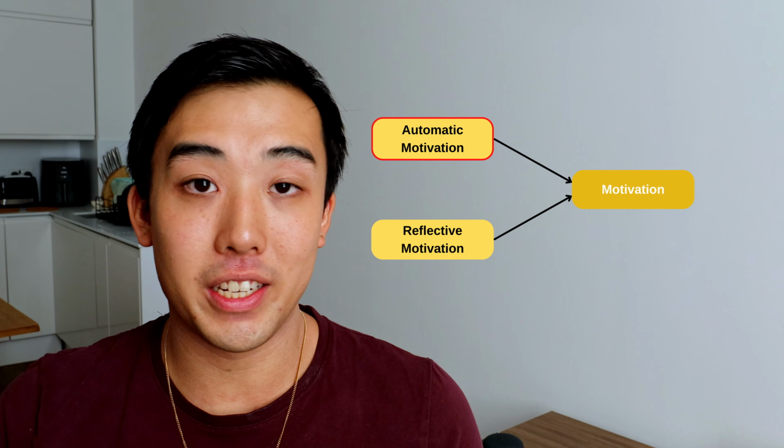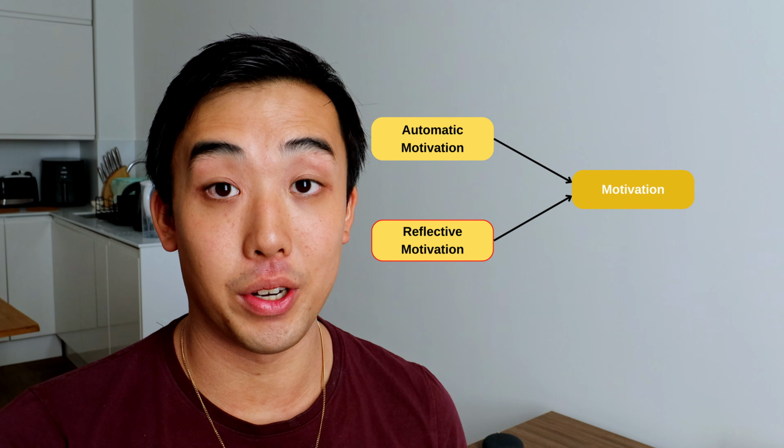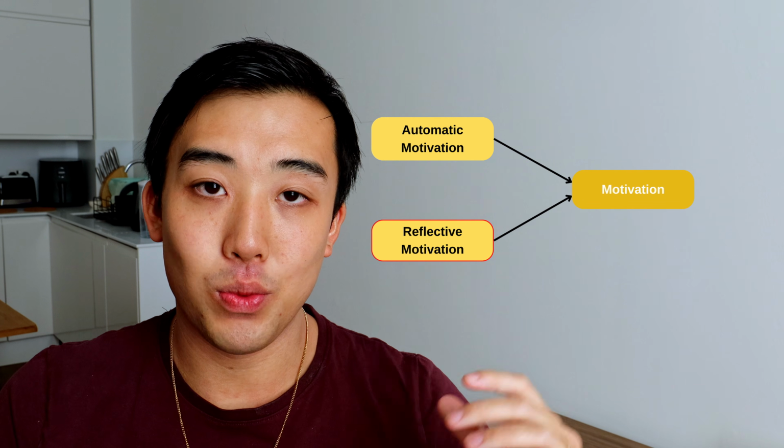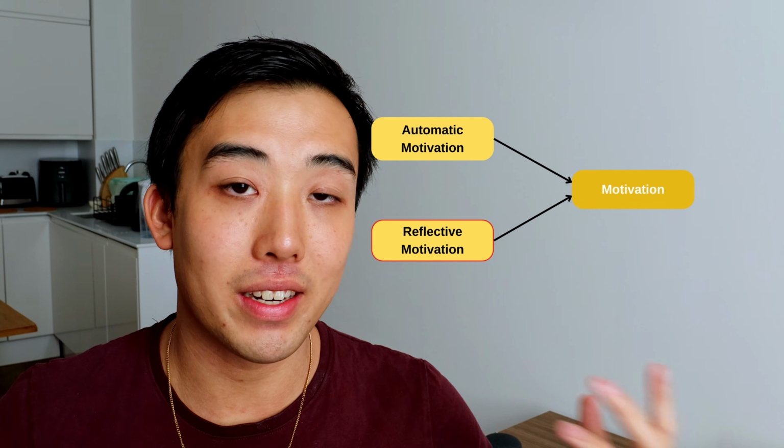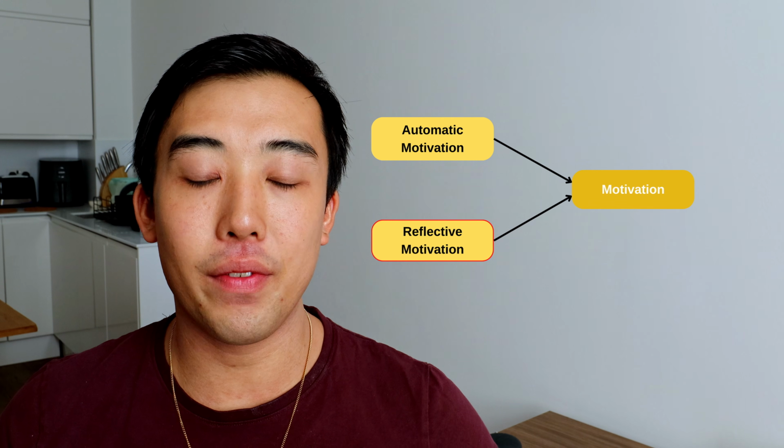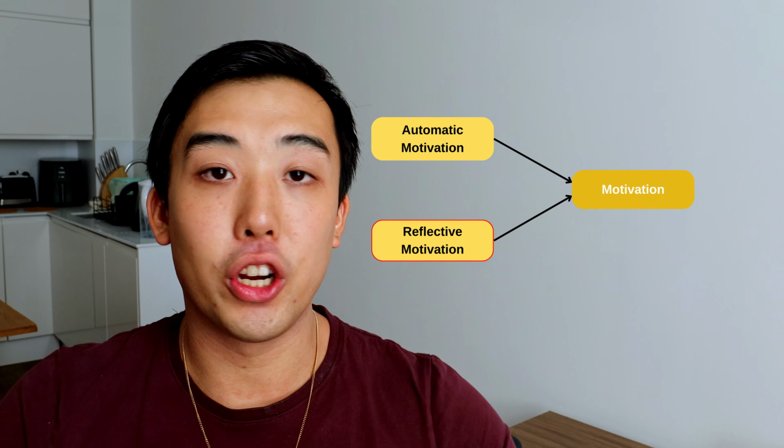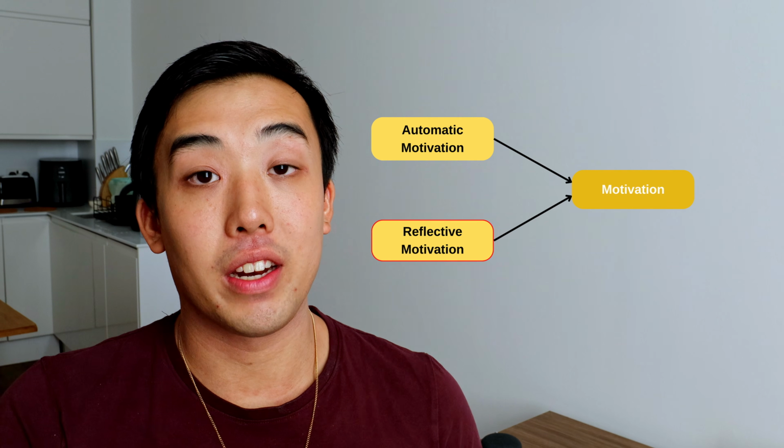Okay, that's enough about automatic motivation. Let's move on to reflective motivation. So reflective motivation is where most people's minds go to when they tend to think about why someone isn't engaging in a behavior, and that is, they just simply don't have a good enough reason to do it. That's what reflective motivation is.